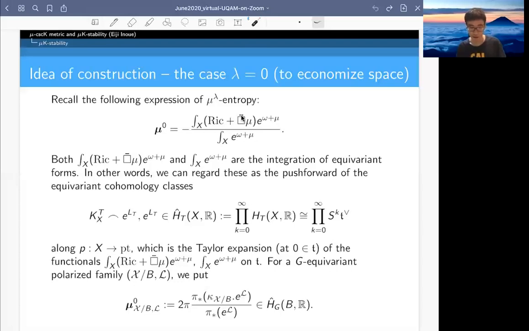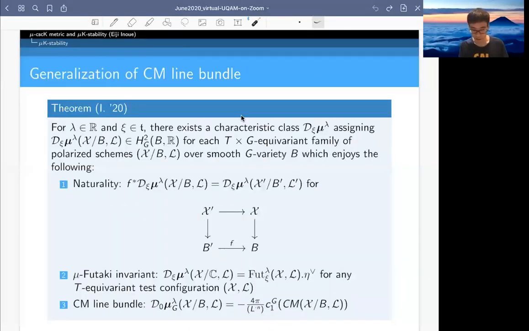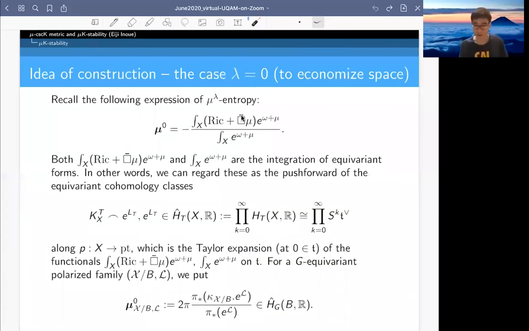Okay, I will explain the idea of construction of this characteristic class. And I want to assume lambda equals zero to economize the space of the slide. We recall the following expression of mu lambda entropy when lambda equals zero. We can express mu lambda entropy like this: the integration of equivariant forms.